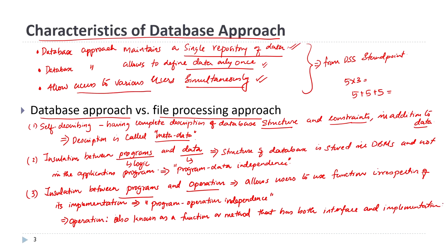Okay. So, if you write something like function add, integer a, integer b, and sum is equal to a plus b, and you say return sum, then what actually happens is this is the interface of the function and this is the implementation of the function. Both interface and implementation together are known as an operation.